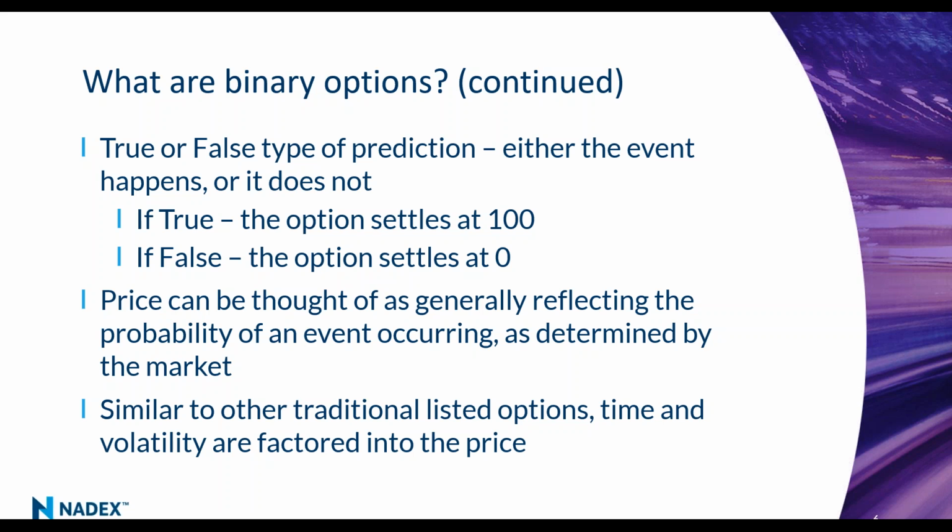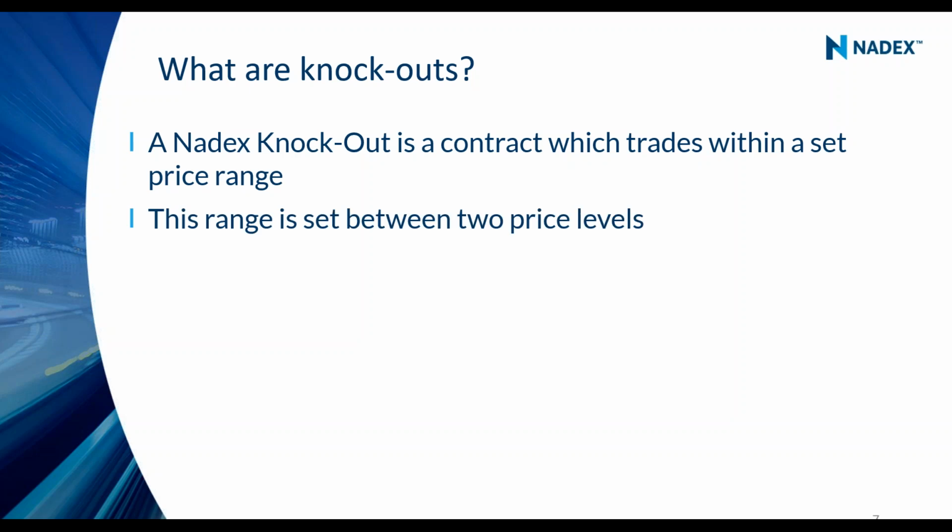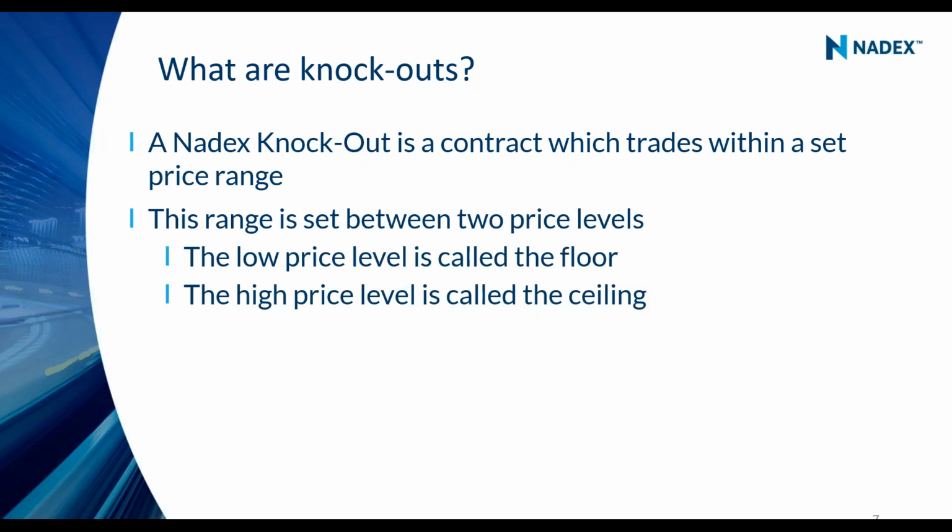Let's talk a little bit about knockout options and how they're different from binary options. And then we're going to jump over and do some examples, and we're going to look at the platform. So what are knockouts? A Nadex knockout is a contract that trades within a set price range. So it's going to have a price range, and that price range is between two levels. Those two levels, again, are the lower price level called the floor, and the higher price level called the ceiling.